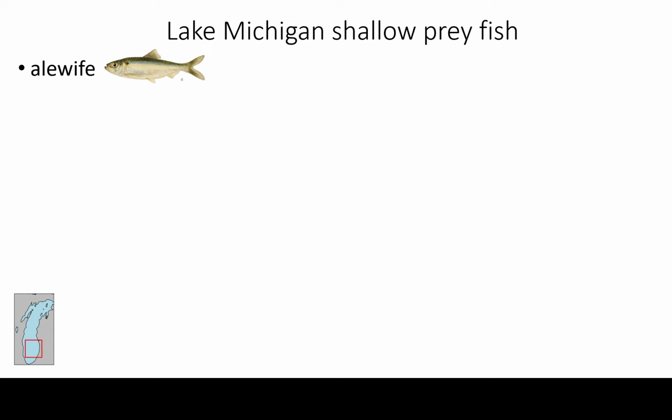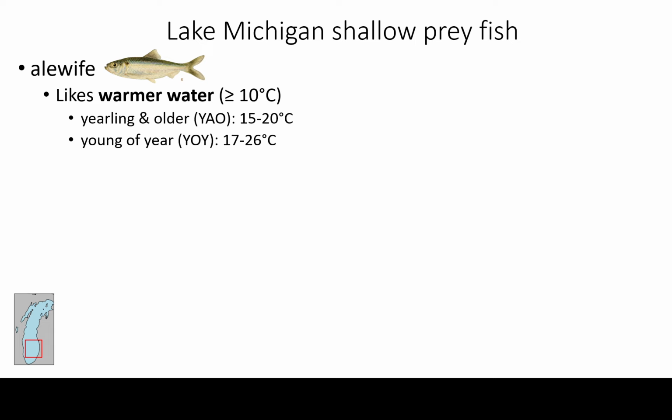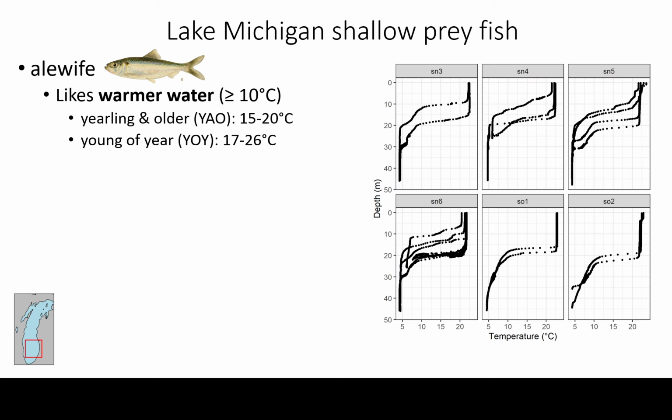The Lake Michigan shallow prey fish community is dominated by alewife, which like warmer waters, and they do stratify based on their life histories as well. And these are some examples of the profiles collected from the AUV as it transits through the lake. Each one of these facets is a single transect, and then each profile is one of those yellow dots along the survey track. I was personally kind of surprised at how variable these thermoclines were in different locations of the same transect.